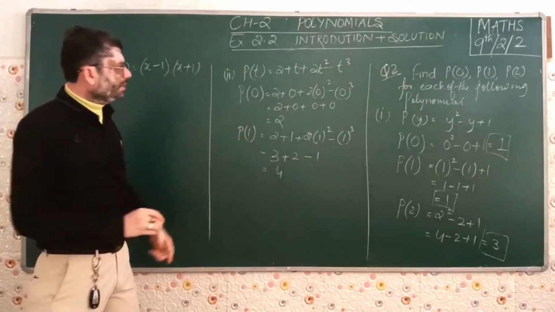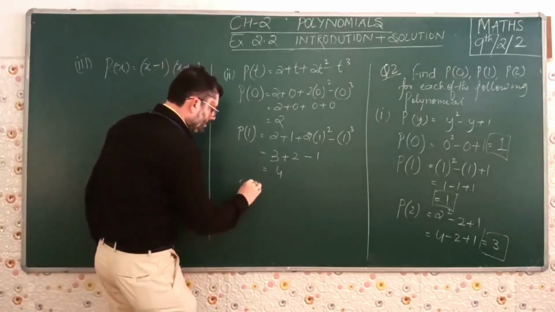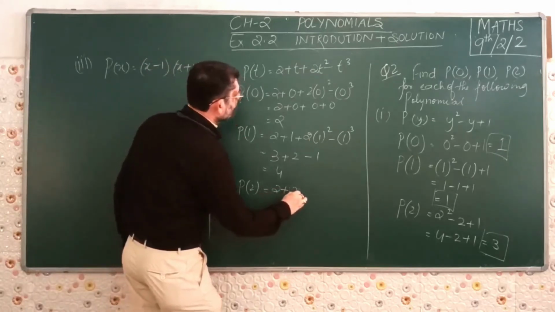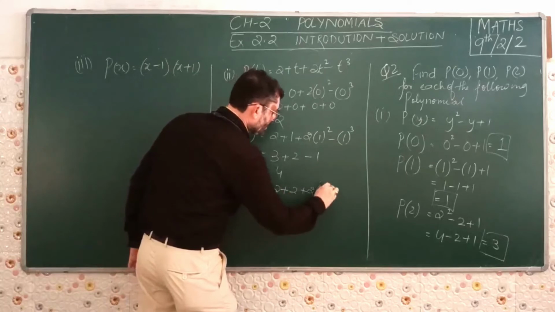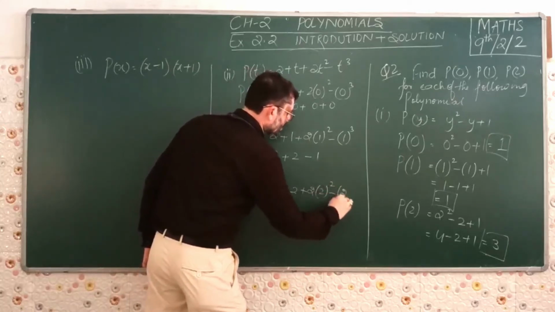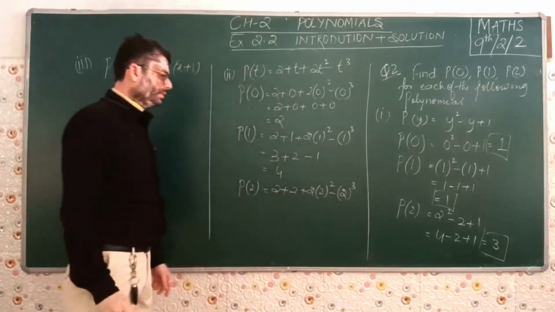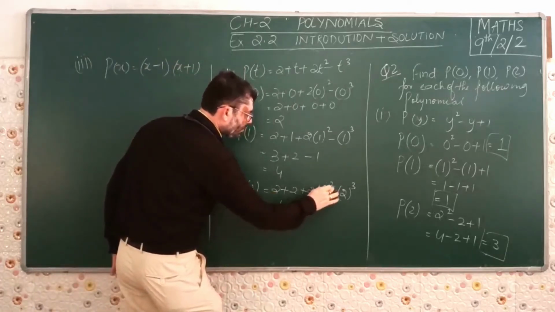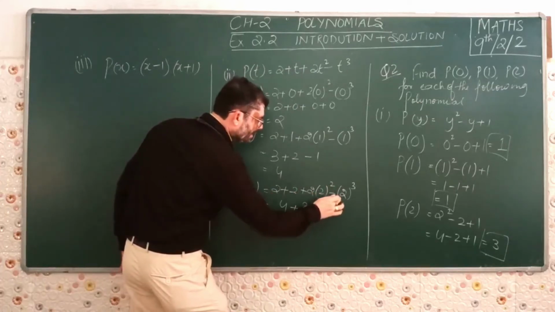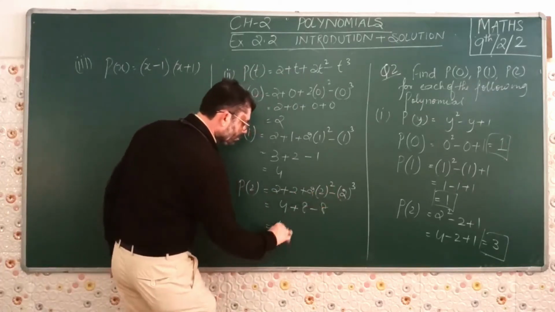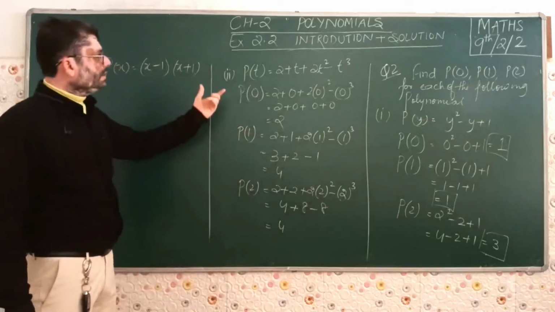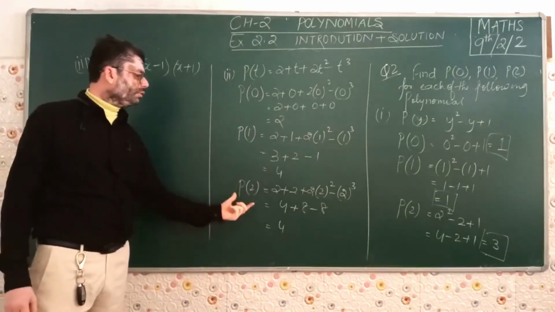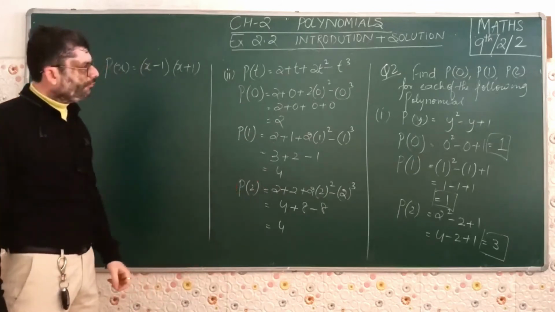Moving on to the next, P of 2. Taking t to be 2, this is 2 plus, in place of t we take 2, plus 2 into 2 square minus 2 cube. Let us solve it. This is 2 plus 2 is 4, plus 2 square is 4, 4 times 2 is 8, minus 2 cube is 8. So this is also 4. That means for changing the value of t to be 0, we have 2, for t equals 1 we have 4, and for t equals 2 we have again 4.